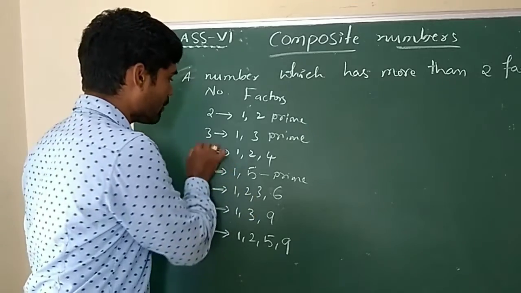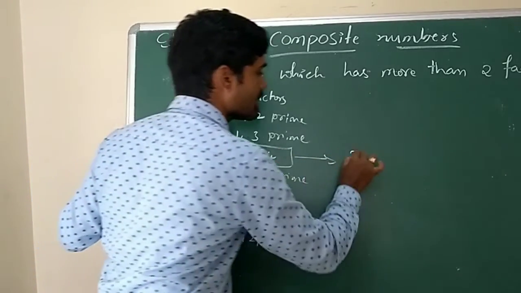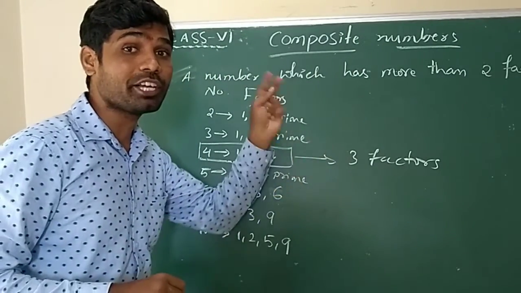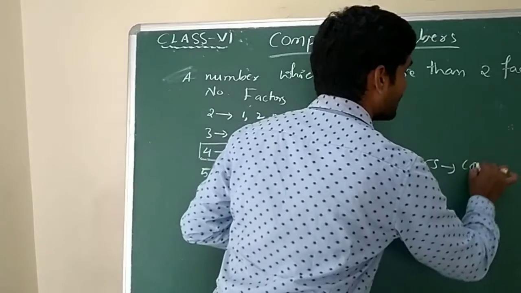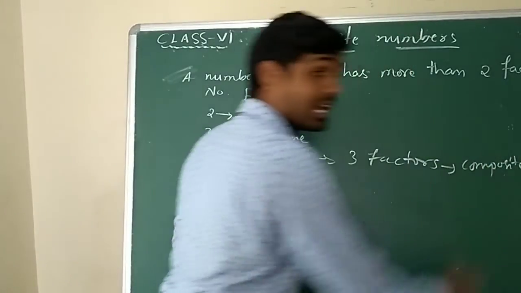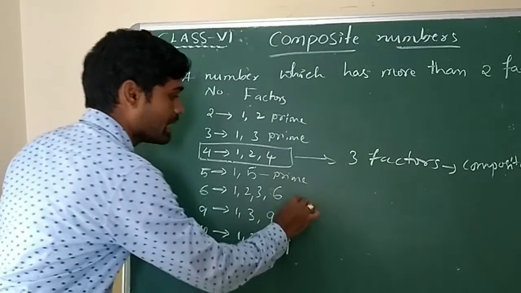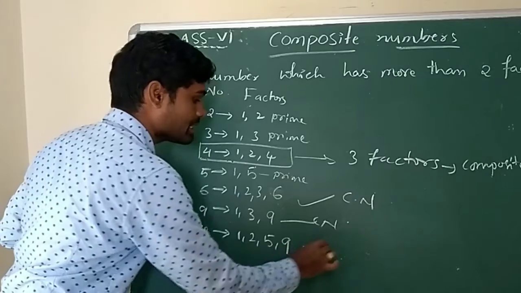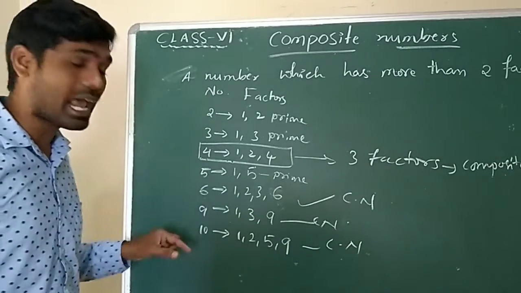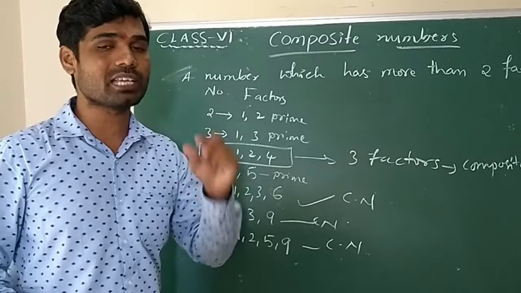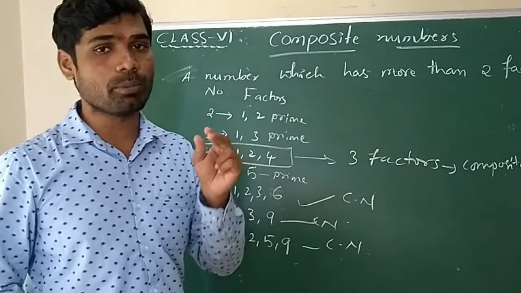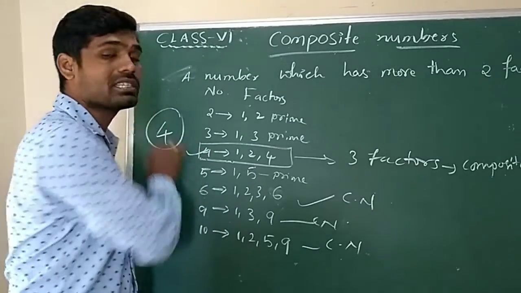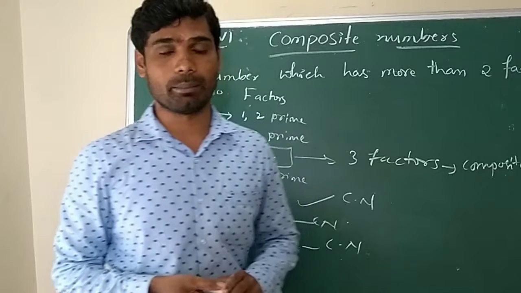Now you see, what about 4, which has 3 factors? Which has 3 factors means more than 2 factors, so it is a composite number. You can see here 6 is also a composite number, 9 is also a composite number, and 10 is also a composite number, because they have more than 2 factors. A number which has more than 2 factors is called a composite number. The smallest composite number is 4. So 4 is the smallest composite number.